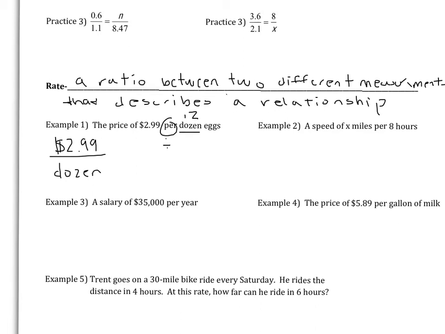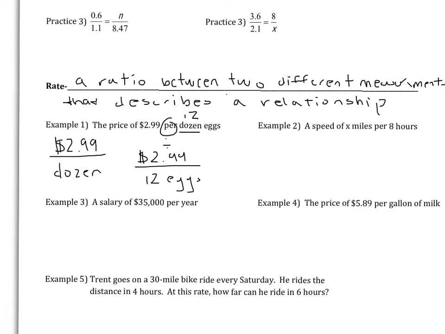I could also write that I pay $2.99 per 12 eggs, okay? That's a rate. We're figuring out how these two measurements relate and what their relationship is with one another. And so we can see that I pay $2.99 for a dozen eggs. The relationship between those two things, between this rate, is that for every dozen eggs, I'm going to pay $2.99.